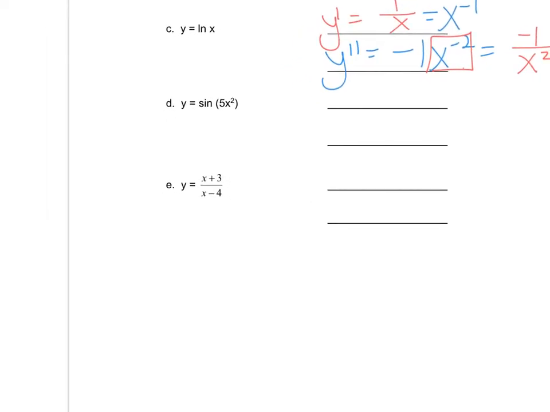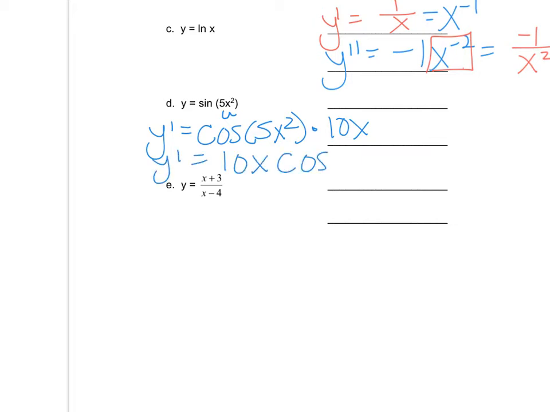For D, we have a chain rule because this is sine of another function. So 5x squared would be our u. So our first derivative is sine, the derivative of sine is cosine, so cosine of u times u prime, which is 10x. So to make that look nicer, we just put the 10x as a coefficient. So we get 10x cosine of 5x squared.